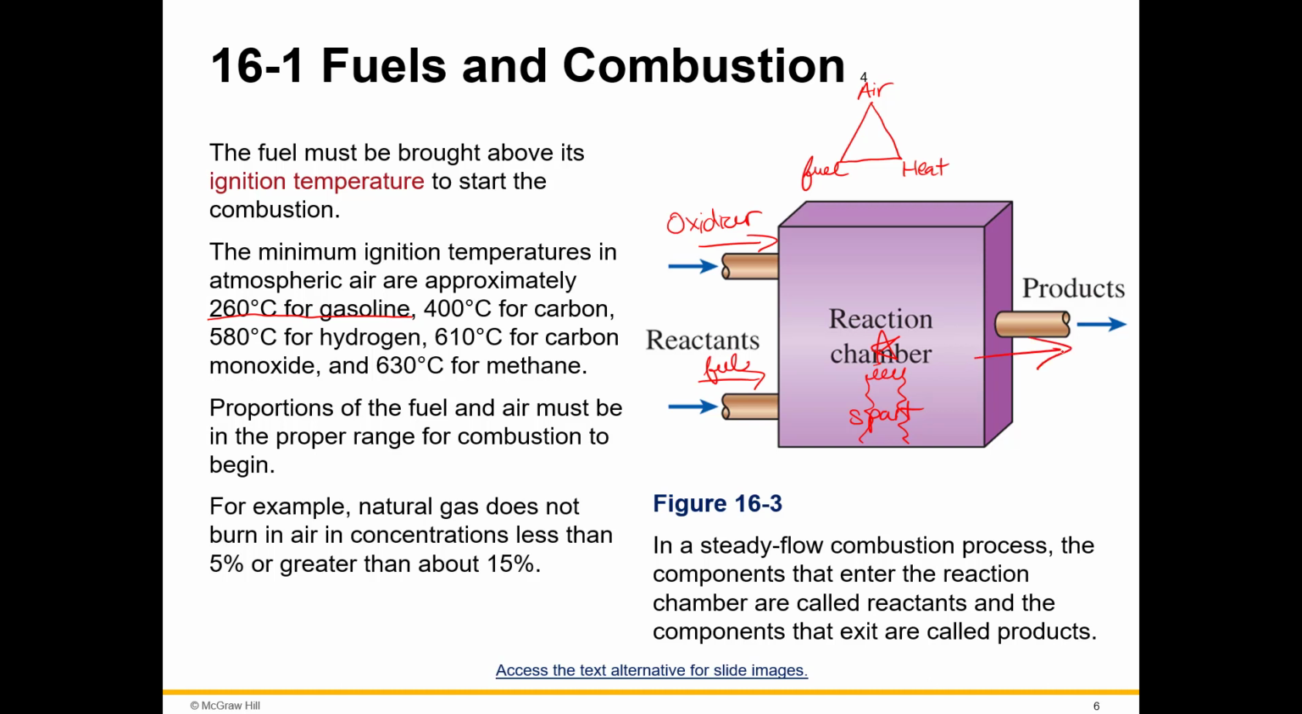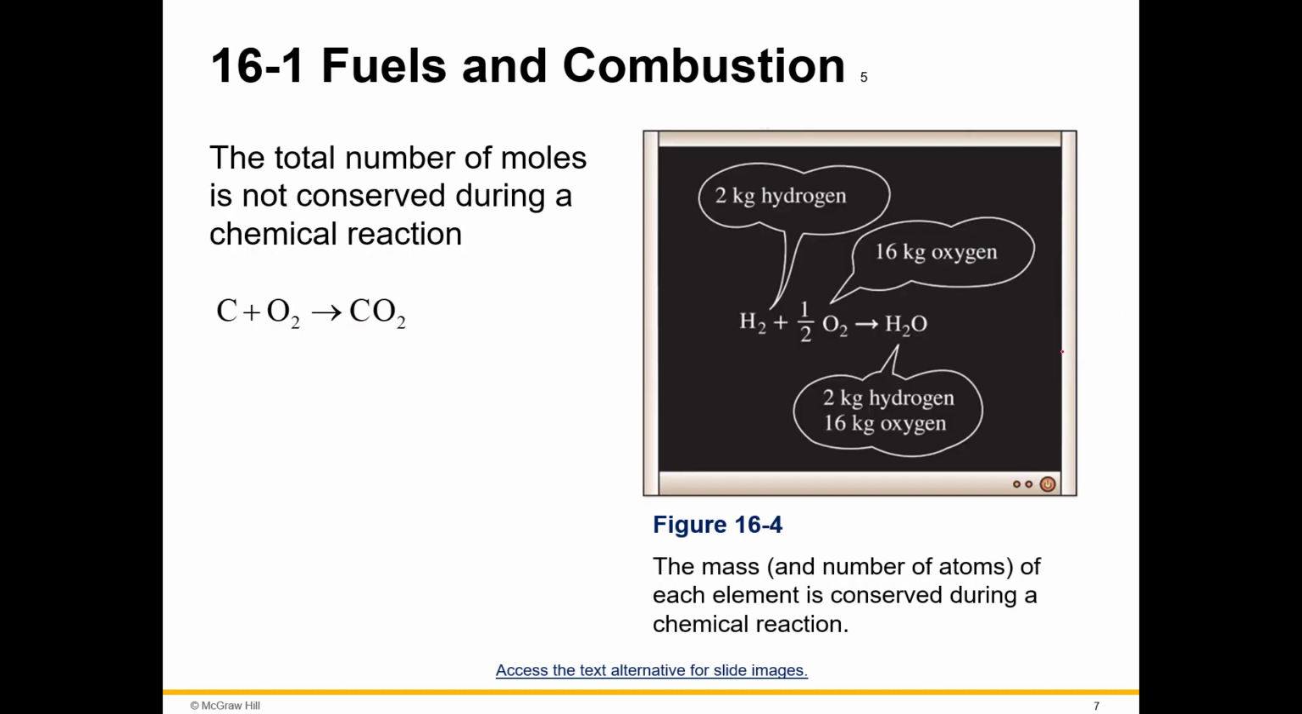In a steady flow combustion process, the components that enter the reaction chamber are called the reactants, and the components that exit are called the products. So the reactants enter, the reaction happens, and then product is produced from that reaction. The total number of moles is not conserved during a chemical reaction. The mass of the number of atoms of each element is conserved during the chemical reaction. So moles are not conserved, but mass is.